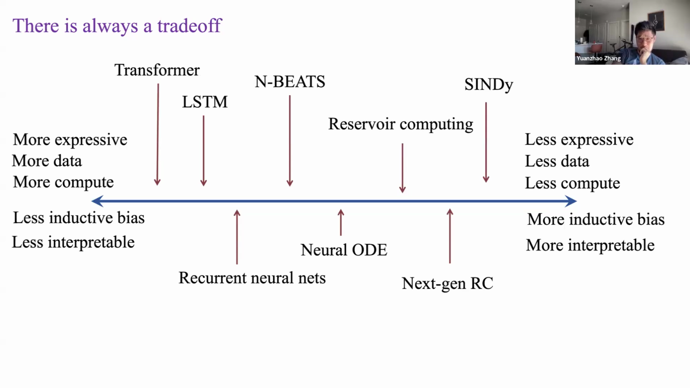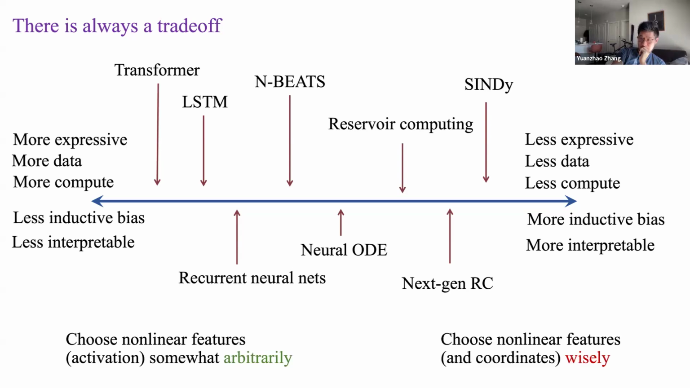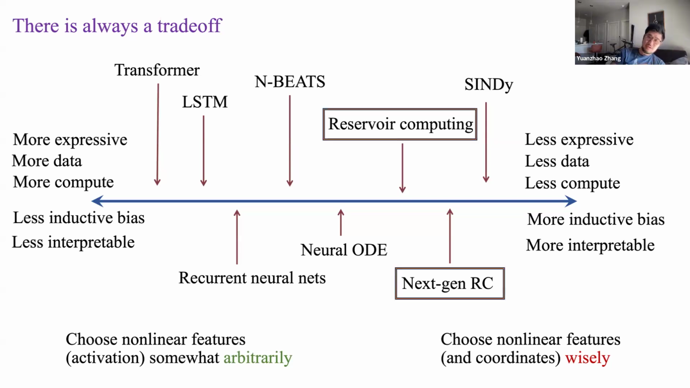And of course, because of those differences, on the left-hand side, for those very large models, because we have a composition of nonlinear features and activation functions, we can choose them somewhat arbitrarily. Whereas on the right-hand side, we really need to choose our nonlinear features, as well as the coordinates they are expressed in, very carefully and wisely in order to have good performance. So in this talk, I mainly just want to use the reservoir computers and next generation reservoir computers as an example to demonstrate this trade-off.